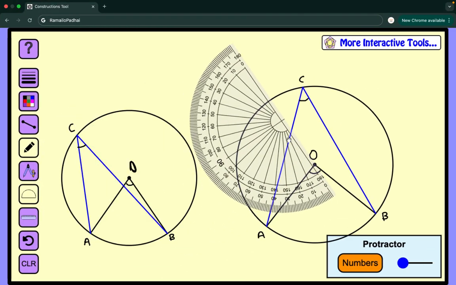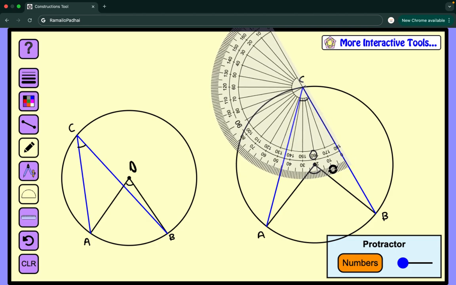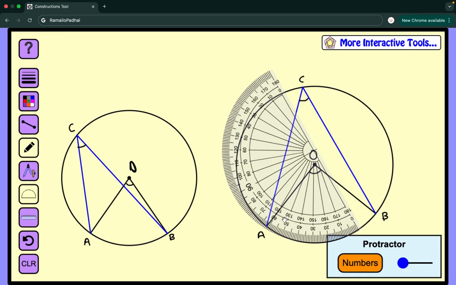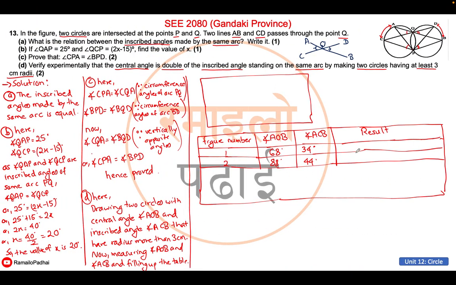Now moving on to figure number 2. This ACB is 44 degrees. Okay, so this is 44 degrees and the central angle will be 88 degrees. Let me show you if it is possible to show with a compass. So it will be 88 degrees, and the result is angle AOB is equal to 2 times angle ACB.